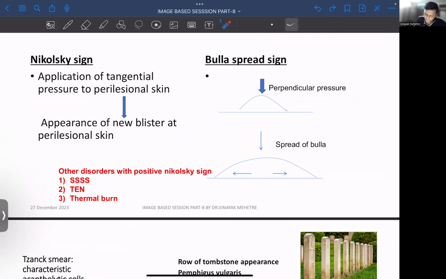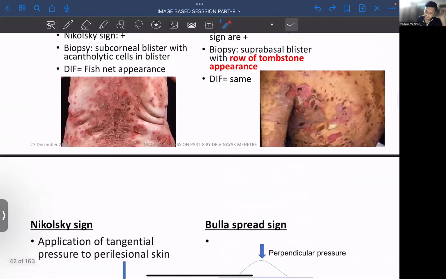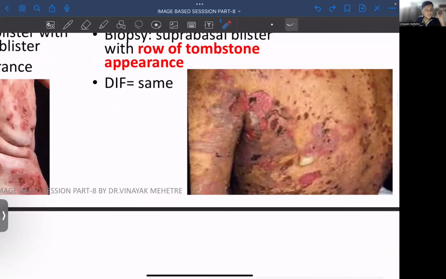as soon as we press this bulla, it will spread. That is called as bulla spread sign. But as soon as you press the bulla, there will be formation of one more bulla, which will be called as Nikolsky sign. Okay, Nikolsky sign, there is again a catch. ये sign है, so it can be present in others as well. ये समझ आ गया? This one you understood, right?